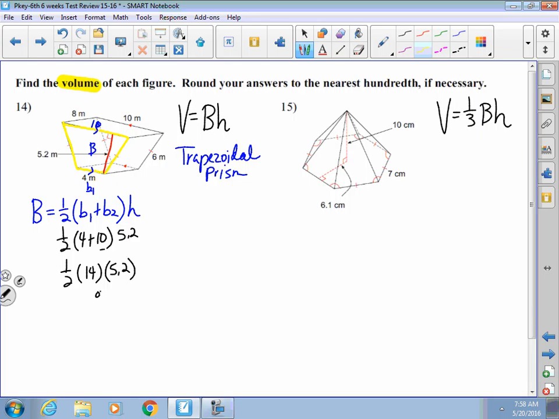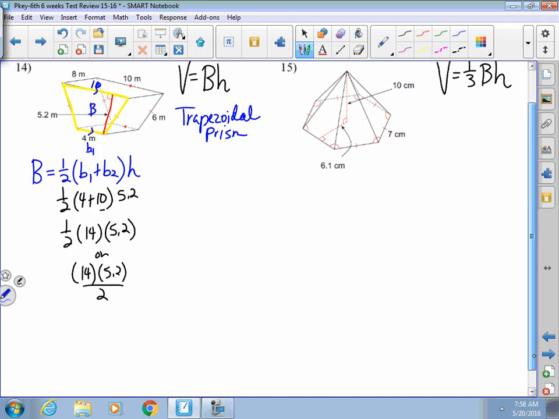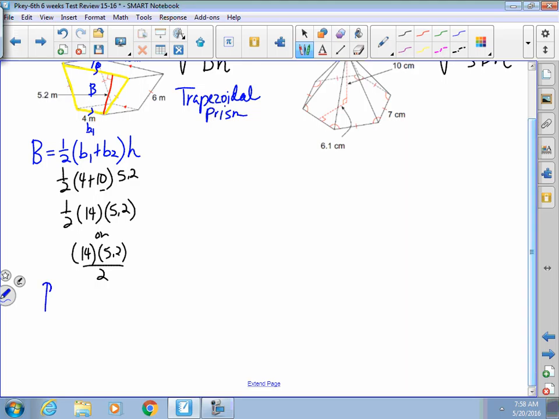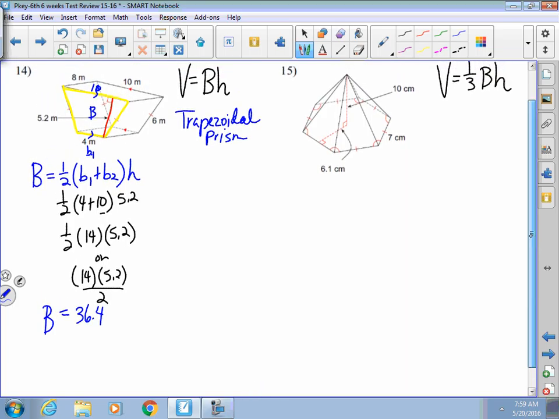Or I can say 14 times 5.2 divided by 2. So basically, once you calculate that, your B, your area of your base, is 36.4. Okay? Then to do the volume, I have to look at this prism a little bit. Let me scroll down. We take the area of that base, and we need to find the height of the prism, because we're going to multiply the area of that base with the height.